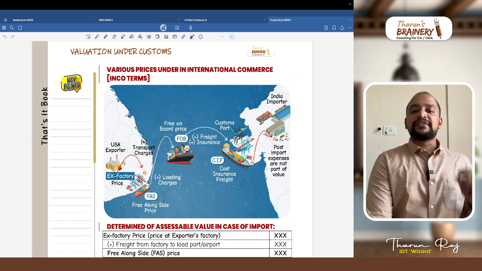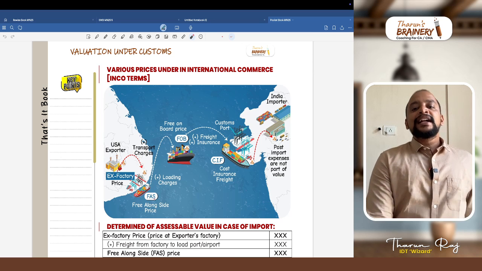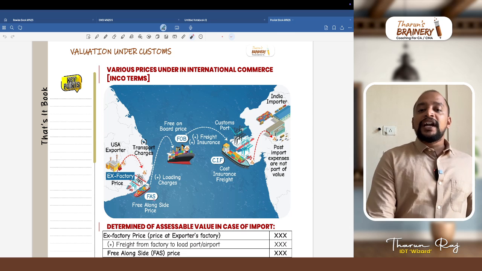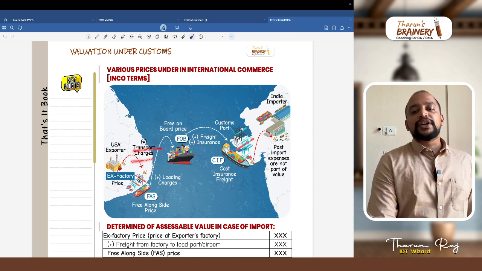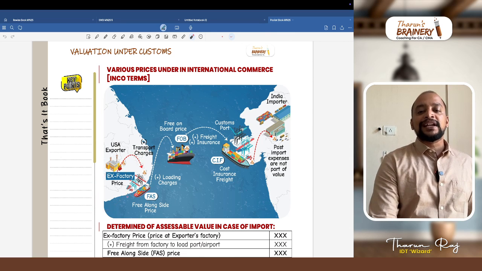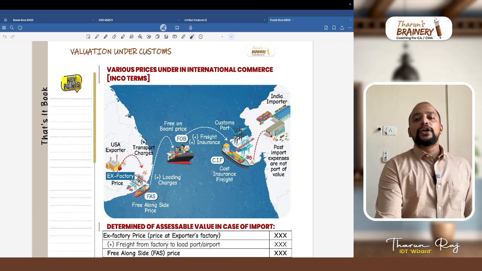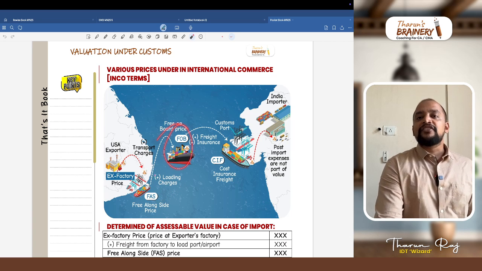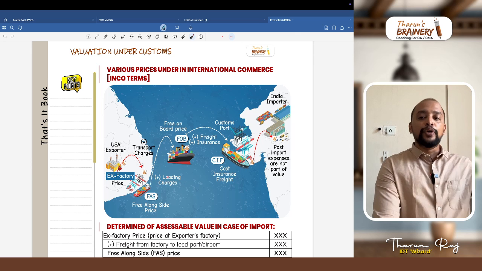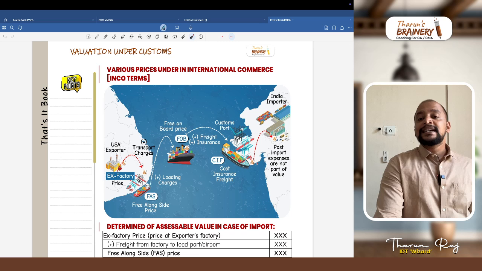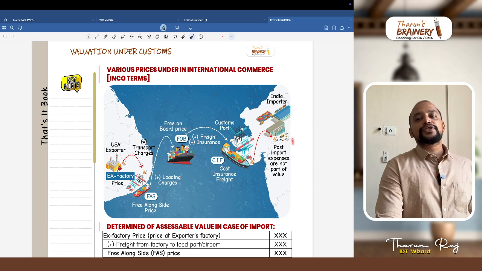Ex-factory price means the price prevailing at the exporter's factory. FAS means the price prevailing at the exporter's port only before loading, that is only transportation charges will be added to the ex-factory price. We get free alongside price. To this free alongside price, we need to add loading charges, then we will get the FOB price, that is free on board, and thereafter plus freight and insurance when we add, we get the CIF price, that is the price prevailing at the time and place of importation, and post-import expenses are not part of value.